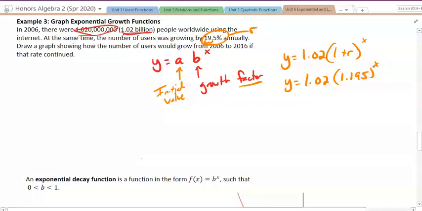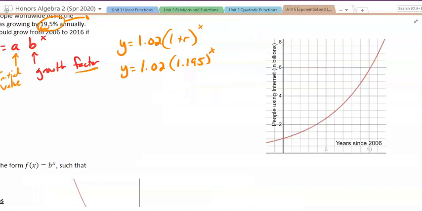And so I've done this graph on Desmos, and I'm going to put that on the screen now. And so here's that picture. So again, my 1.02, you'll see that I'm just above 1. It's hard to tell on this picture, but I am. And then it is growing at a rate of 19.5% each year. You'll see that my x is labeled as years since 2006. So 5 would represent the year 2011, and 10 would represent the year 2016. And you'll see that these are people in billions with internet.